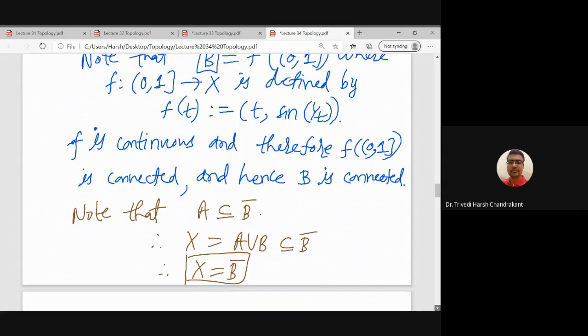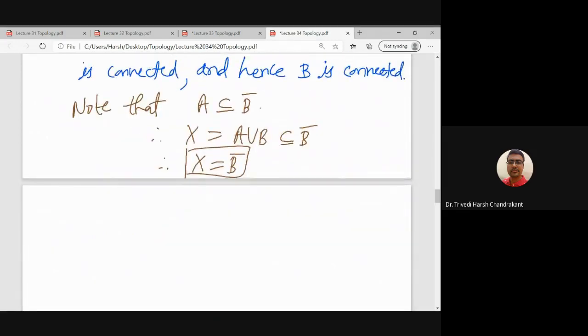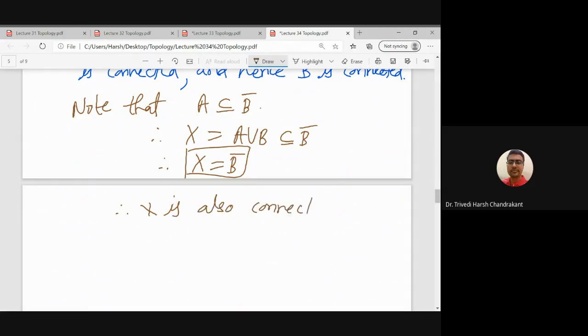And what we know is B is connected. So now we can apply this result that if I have any set between the set and its closure, then that set is also connected. So therefore X is also a connected subspace of R2. So B is also a connected subspace of R2, X is also a connected subspace of R2.